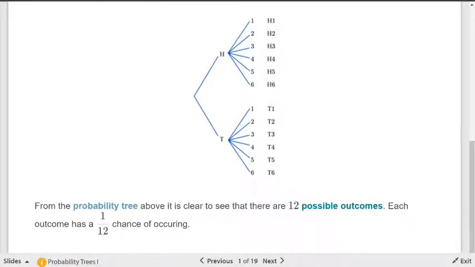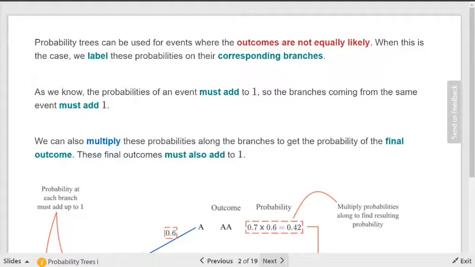So each outcome has a 1 in 12 chance of occurring, right? Because there's one thing out of 12 possible outcomes. All right, a little more detail about these, and these things are very important, and we're going to use their definitions, but we'll also talk about it a little bit if you need to, okay?